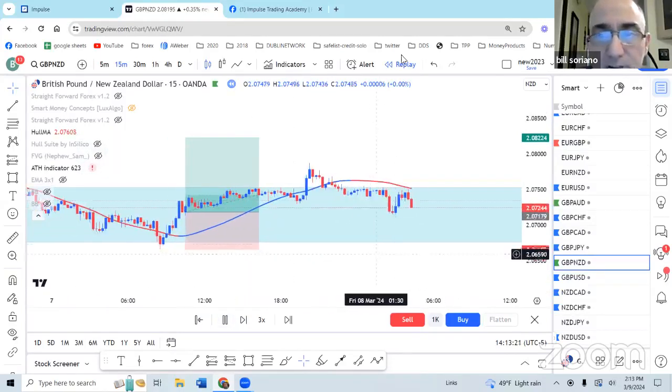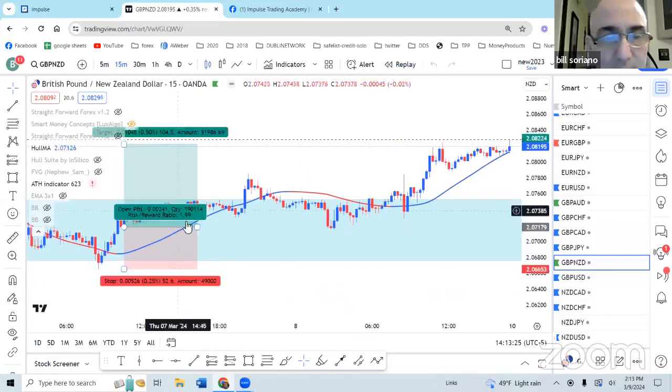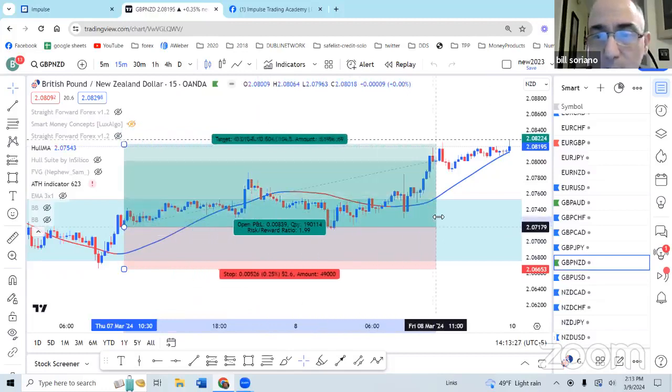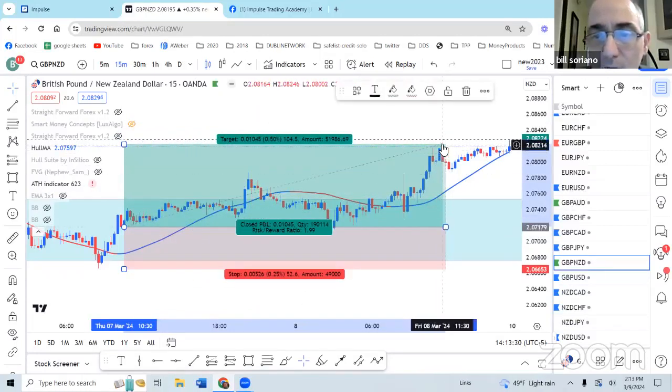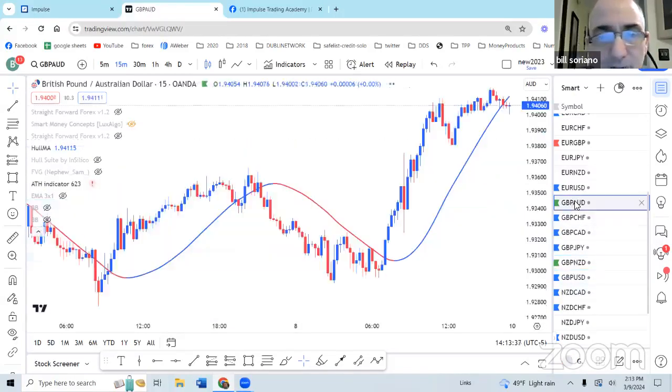And then just to speed things up for us here, we could see that this one does eventually move up, and we would have gotten out with our profit right here. So that was the second winning trade. And then the third one is GBPAUD.